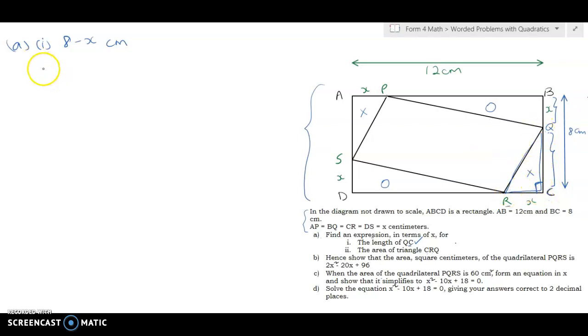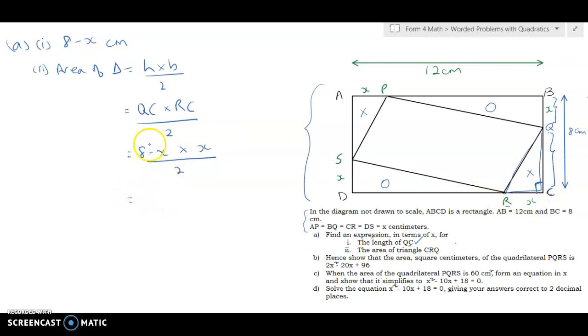So that is great for us because that means that I could use the area of a triangle that says height by base on 2. So what is my height? Well, I could say my height will have to be whatever QC is multiplied by whatever RC is. Height and base, all on 2. And QC from our previous answer was 8 minus X, and RC given here is X. So I put it over 2 and I simplify. So put brackets here, so I'll get 8X minus X squared all on 2. So this, everybody, I could just add in a centimeter squared, is the area of triangle CRQ.